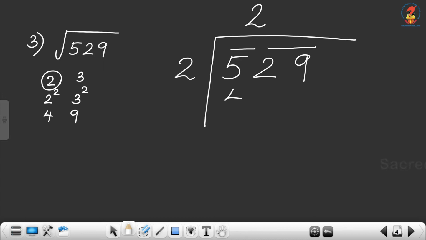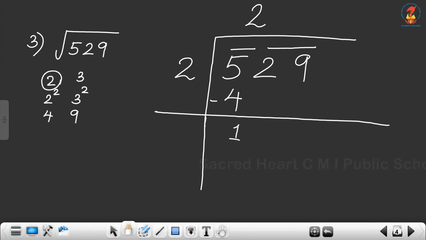Now multiply. 2 2s are 4. Then subtract. 5 minus 4, 1. Bring the next pair down. So 129. That is the new dividend. Next step, double the divisor. 2 is the divisor, double it, 4. Enter it with a blank on its right. Now you have to find a digit to fill in the blank. So that will be the new digit in the quotient also. So here we have to get 129.